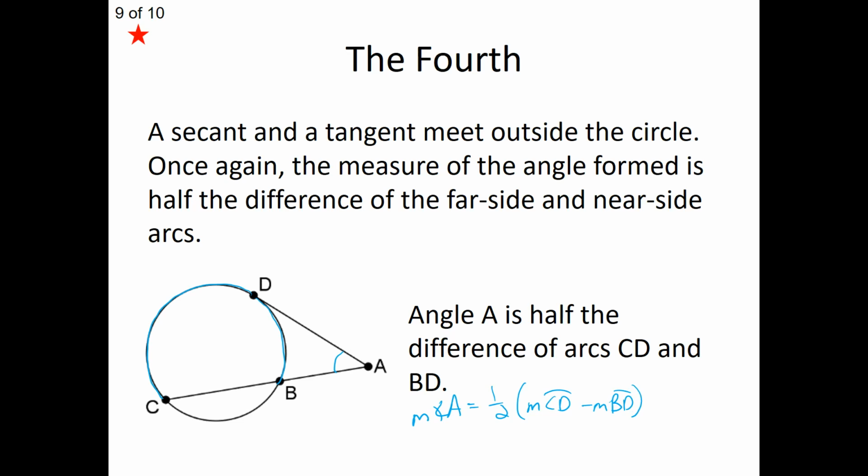Now, here is a piece of advice that I'm going to give you. You are going to use case number 3 to help you prove case number 4. So this is our fourth possibility. You are going to use the third case, the third theorem on your worksheet, to help you prove this conditional, prove that this is actually true, that angle A really is half.